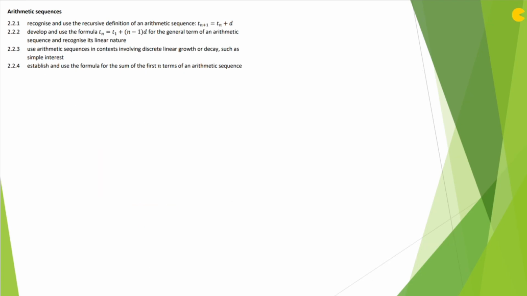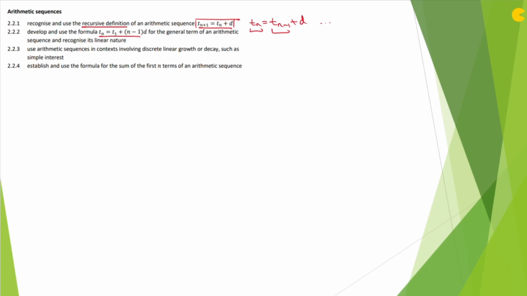So, in this video, we went over the recursive definition of an arithmetic sequence as being Tn plus 1 equals Tn plus d. We can equally write that as Tn equals Tn minus 1 plus d, and so on and so forth, however we want to determine it, as long as this value is 1 greater than this value. We then looked at the general formula for the general term of an arithmetic sequence, and we could see that because it was increasing by a constant each time, it has a linear nature.